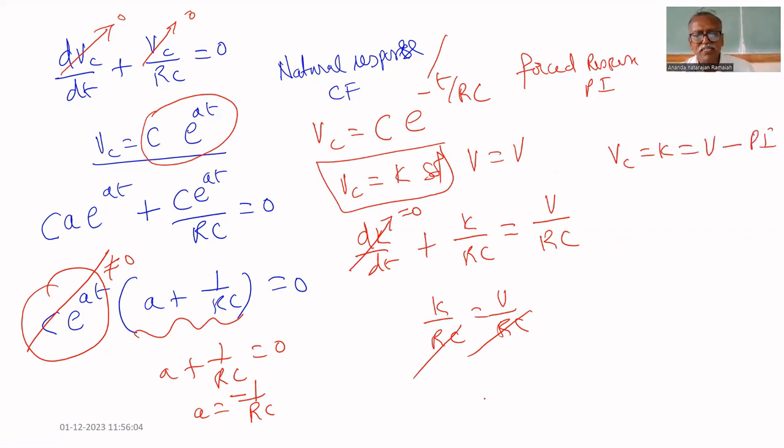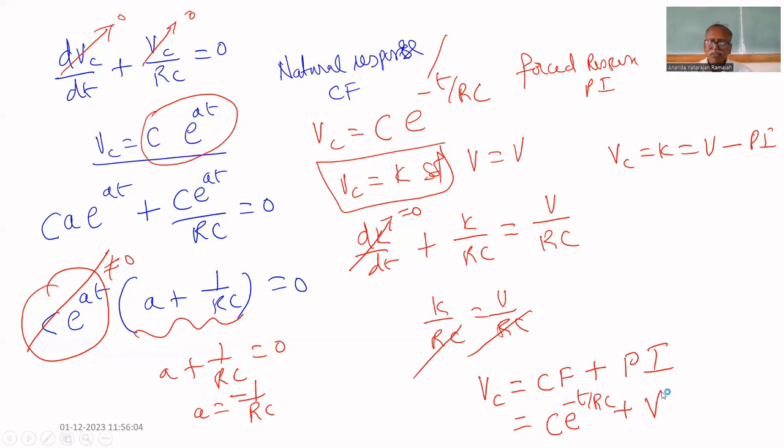What is the solution for this differential equation? Solution means Vc. Vc equal to complementary function, natural response, plus forced response. That is particular integral. That is equal to C e power minus t by Rc plus particular integral, V. Vc equal to C e power minus t by Rc.